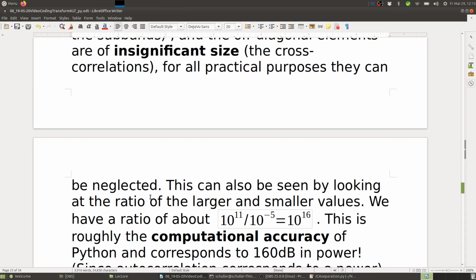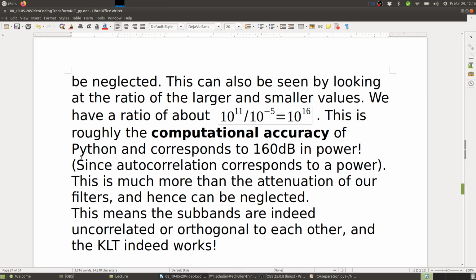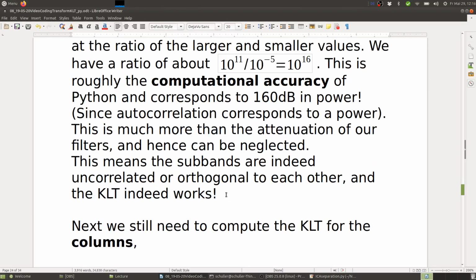This can also be seen by looking at the ratio of the larger and smaller values. We have a ratio of about 10 to the 11 divided by 10 to the minus 5, which is 10 to the 16th. And this is roughly the computational accuracy of Python and corresponds to 160 dB in power. That's usually much more than we need in our signal processing or compression. Since autocorrelation corresponds to a power, this is much more than the attenuation of our filters and hence can be neglected. This means the subbands are indeed uncorrelated or orthogonal to each other, and the KLT indeed works, at least for lag 0.